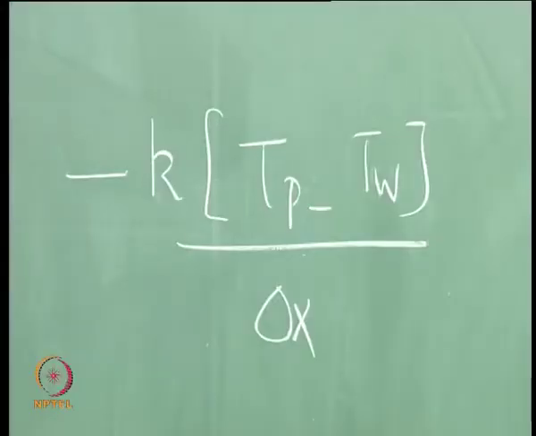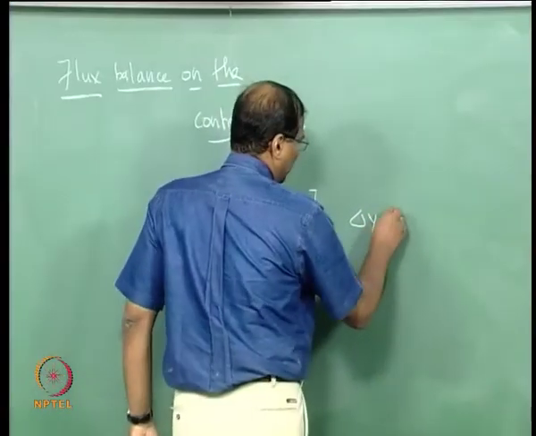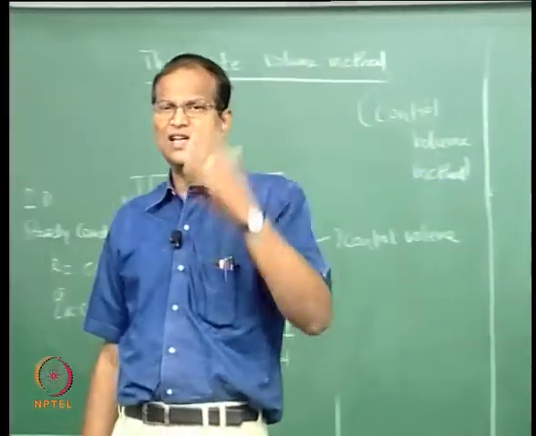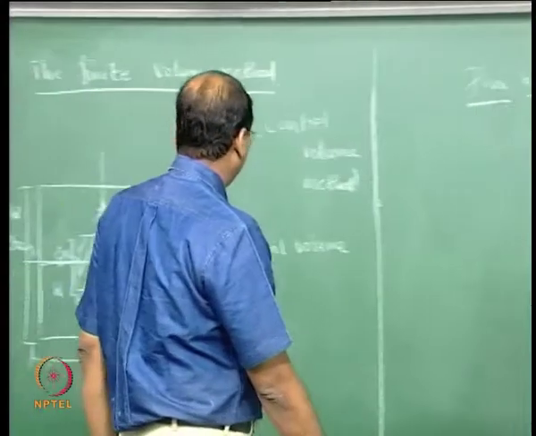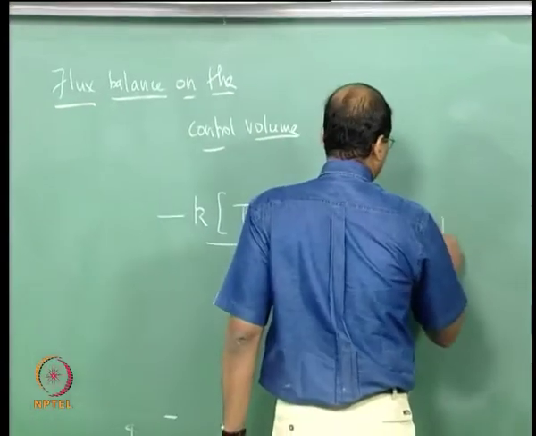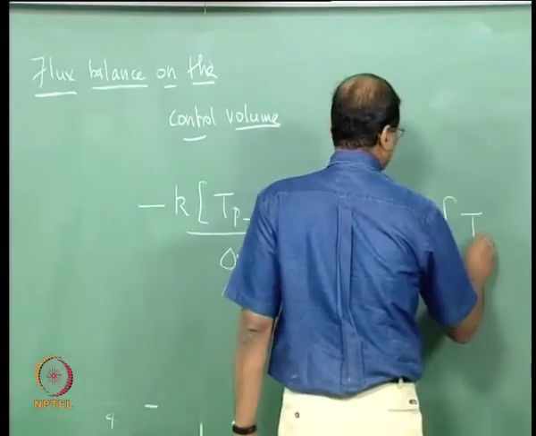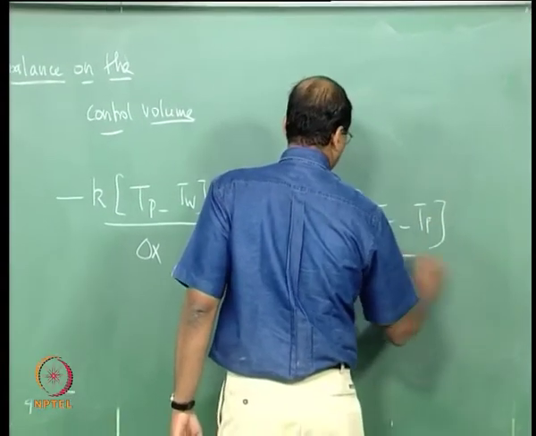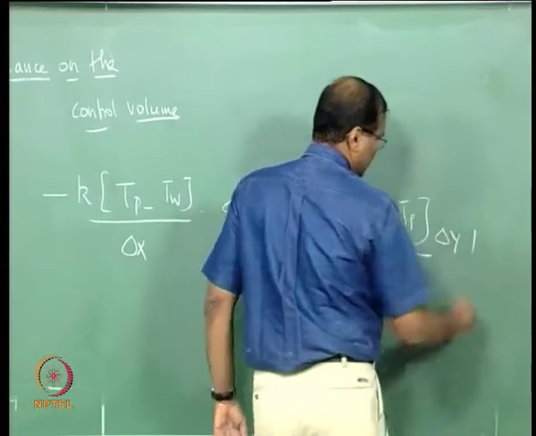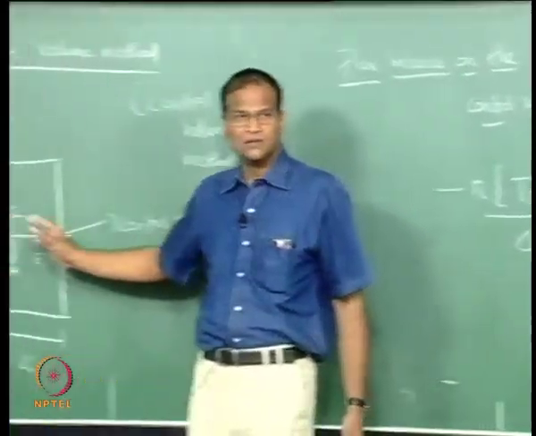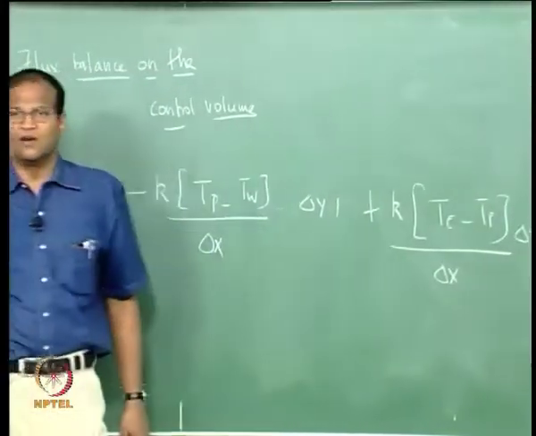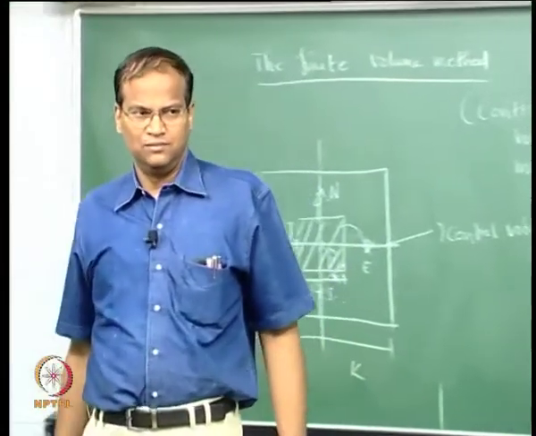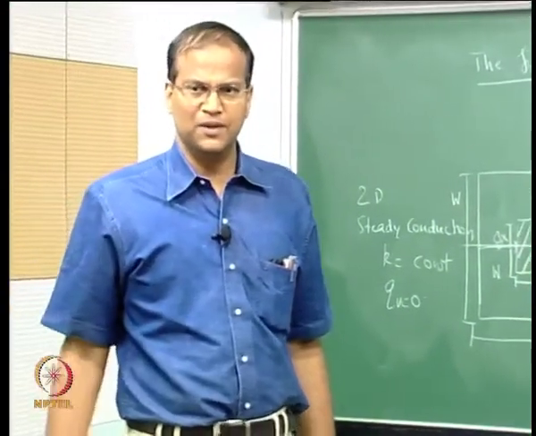Minus k is already coming because of Fourier's law of heat conduction, into delta y into 1. Let us keep it delta y into 1. I will then say delta y equal to delta x, okay, so that you are clear. Plus k into T east minus Tp. Is this clear? This is the flux which is coming out of this. I put minus k dT by dx into minus because it is the flux which is coming out. The control volume is losing that flux. So it is a minus of minus, that is why it becomes plus.